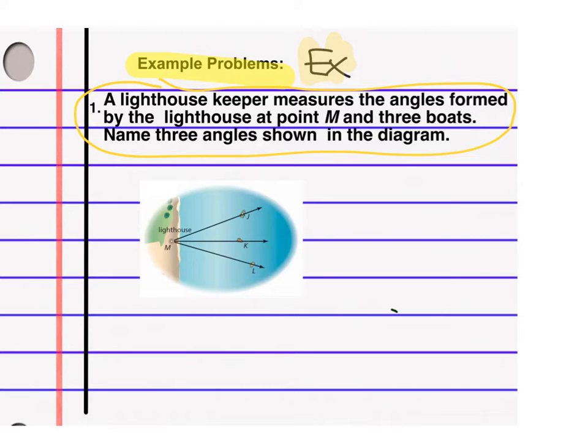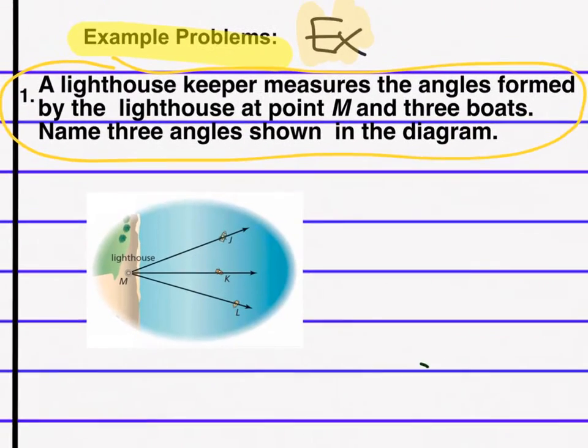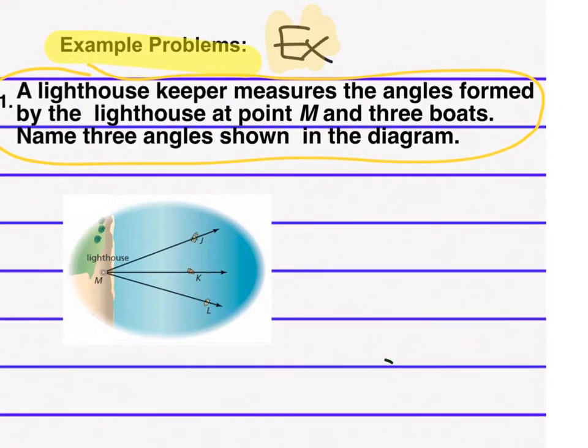A lighthouse keeper measures the angle formed by the lighthouse at point M. So point M is right here. I'll zoom in a little. And the 3 boats. Name 3 angles shown in the diagram.